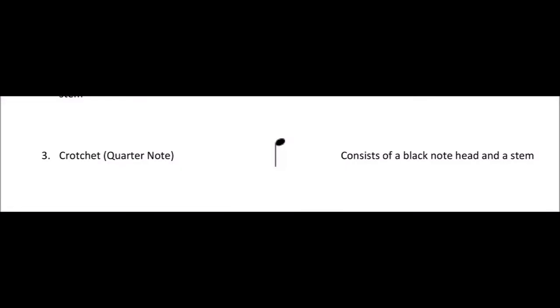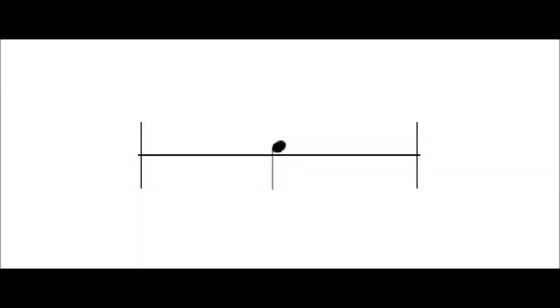Moving on, the next note is the crotchet, or the quarter note. This consists of a black note head and a stem. And this is what it looks like written on the drumming stave. Very similar to the minim, except with a filled in note head.